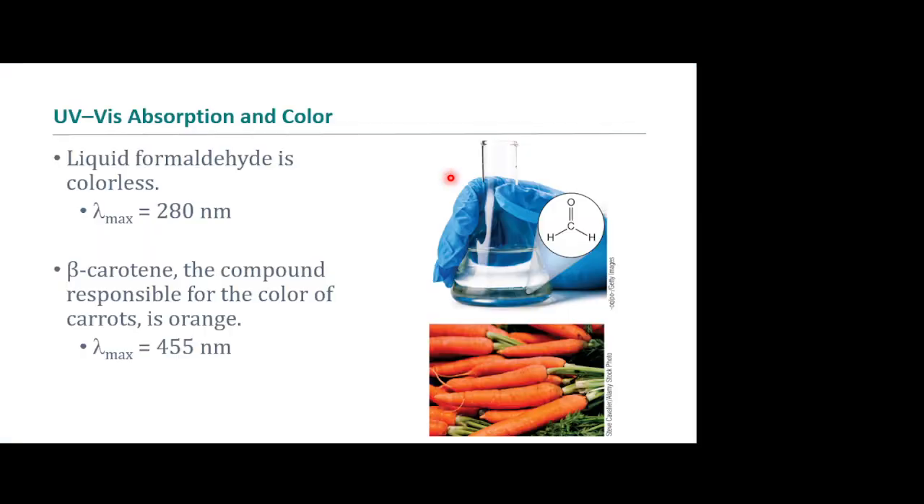Okay, so the UV-vis absorption in colors. The liquid formaldehyde is actually colorless. Its wavelength max is 280 nanometers, and that's why it's colorless. You don't actually see the absorption effects because it's outside of your visible range. Right? Beta carotene, on the other hand, the compound that's going to correspond.